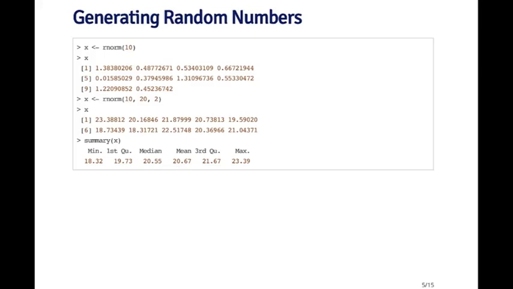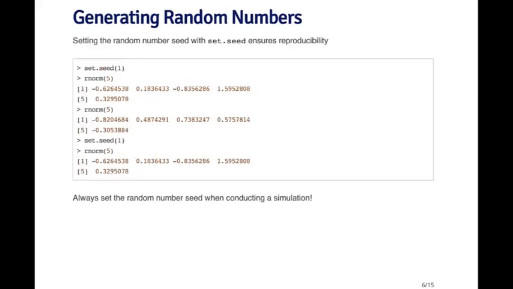So here, this vector has 10 random normal random variables, and their mean is roughly 20, and their standard deviation is 2. So anytime you simulate random numbers from any distribution for any purpose, it's very important that you set the random number generator seed, and this can be done with the set.seed function.